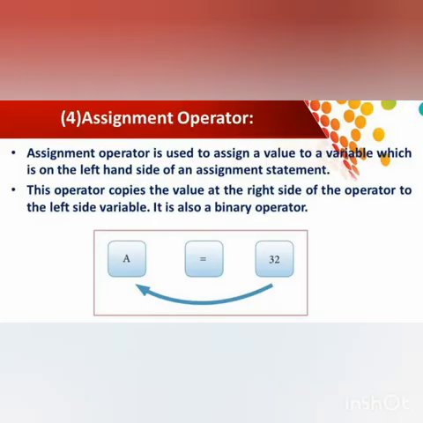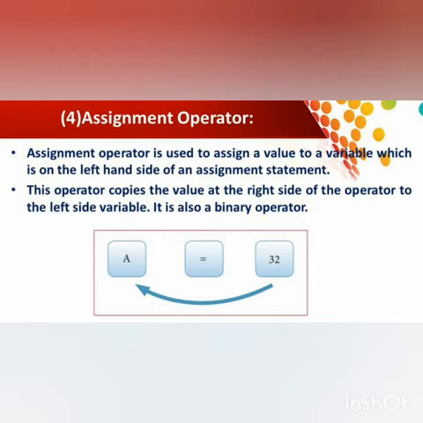Next one is the assignment operator. The assignment operator is used to assign a value to a variable which is on the left hand side of an assignment statement. So the assignment operator is equal to. Equal to is commonly used as an assignment operator in all computer programming languages. This operator copies the value at the right side of the operator to the left side variable. So what is the assignment operator? The assignment operator is equal to. What is the use of the assignment operator? The assignment operator just assigns the value at the right side of the operator to the left side variable.